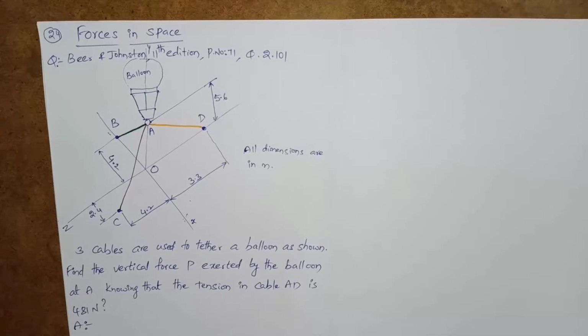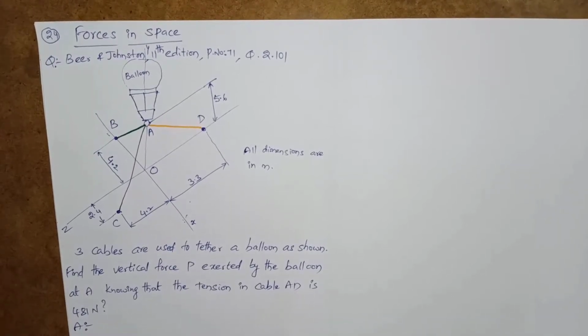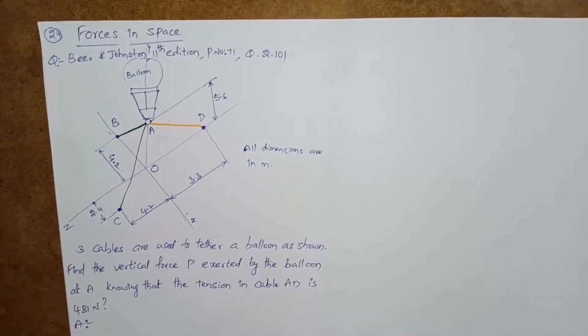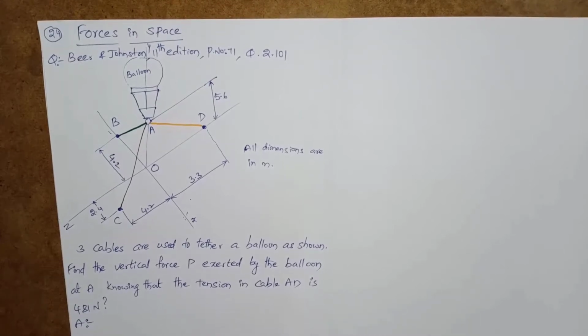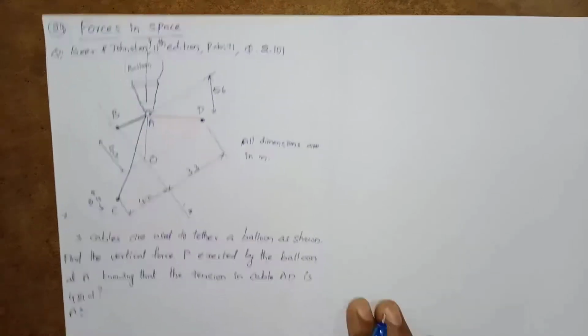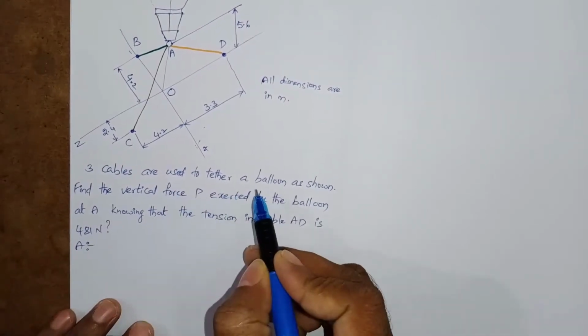This problem is from Beer and Johnson, 11th edition, page number 71, question number 2.101. This is based on the particle equilibrium, in which the particle is subjected to a system of forces which lie in space. So three cables are used to tether a balloon as shown.